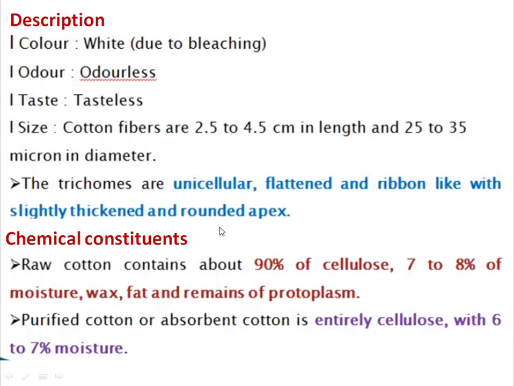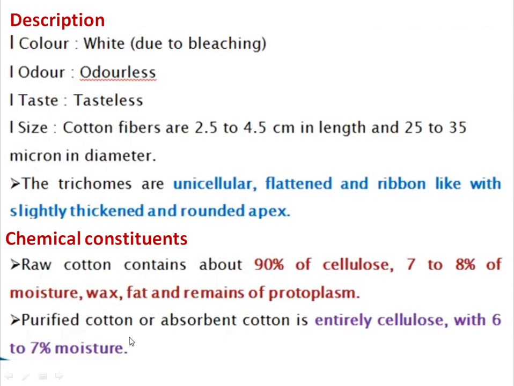Next is chemical constituents. Raw cotton contains about 90% cellulose. The hardening of the cell wall is because of the presence of this cellulose. Raw cotton contains about 90% cellulose, 7 to 8% moisture, and the other content present along with this is wax, fat and remains of protoplasm.